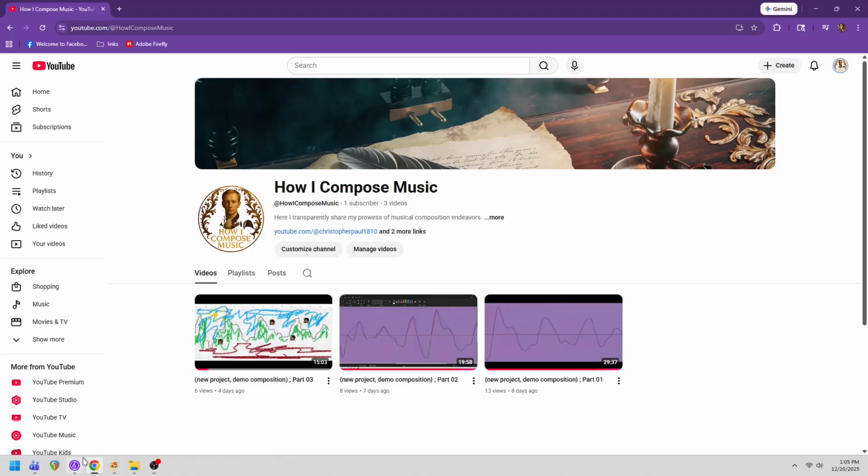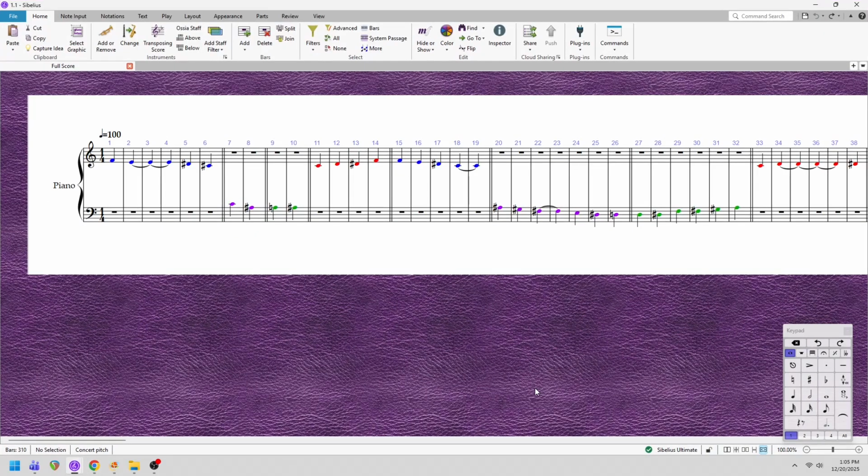Let's see. This is where I left off last time, and this is the notated result of the trajectories that I had drawn on graph paper. What I wanted to do here was create a contrapuntal line.